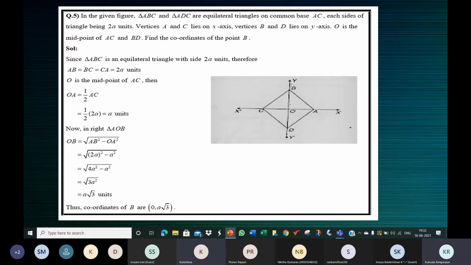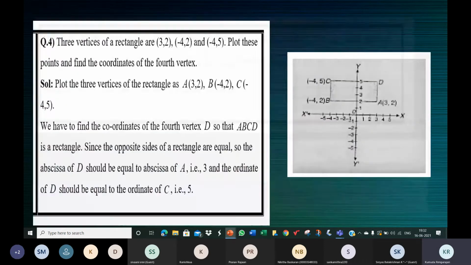Since BO is the altitude, the formula to find the length of the altitude is √3/2 into side. The side of the equilateral triangle is 2A units. So √3/2 into 2A, which is √3A units.